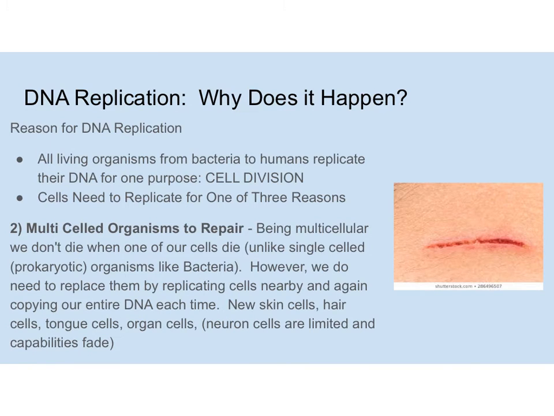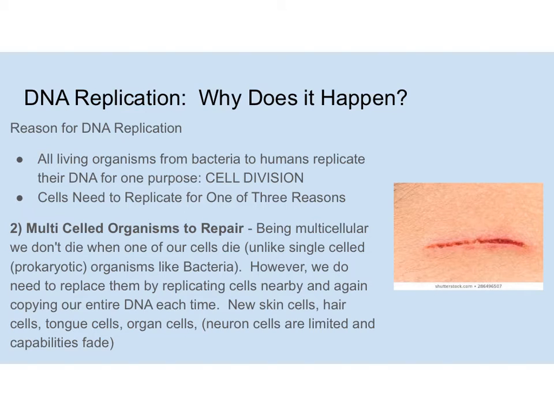Okay. Second one is we need to repair ourselves. Being multicellular, we don't die when one of our cells dies. Even if 100 of our cells die, we don't die. Unlike single-celled organisms, like a bacteria. If you kill a bacteria cell, it's dead, because it was only one cell. But with us, you can kill 100 cells, 1,000 cells of ours, and we're not dead. But we do become damaged when you destroy our cells.